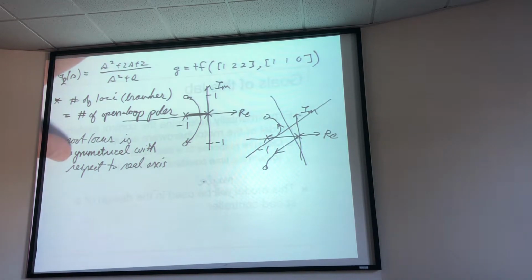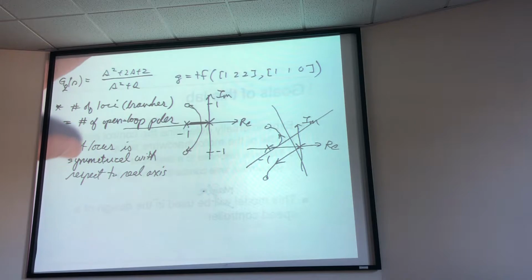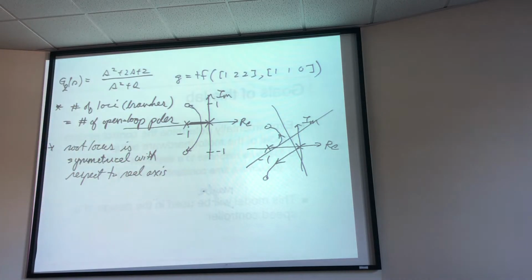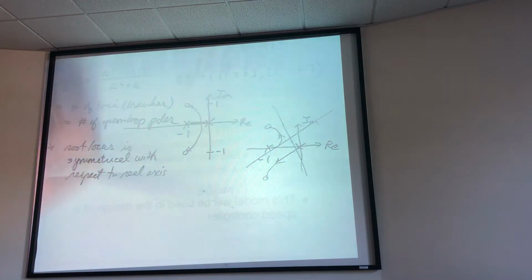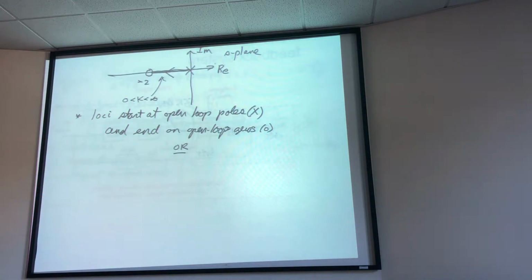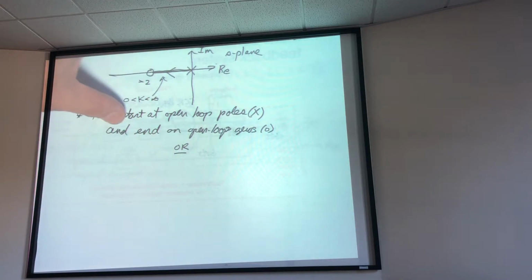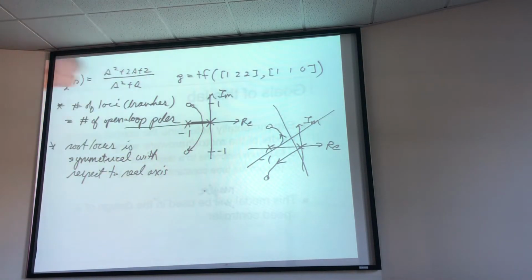Okay, take a look at your picture. All right, any questions about this second example? I think the takeaway so far is loci start at the x's, end on the o's, draw a picture that's symmetrical. Okay, they start on the x's, end on the o's, but like I said before, there's an or. I left you hanging, and I'm still leaving you hanging because there's nothing different here.